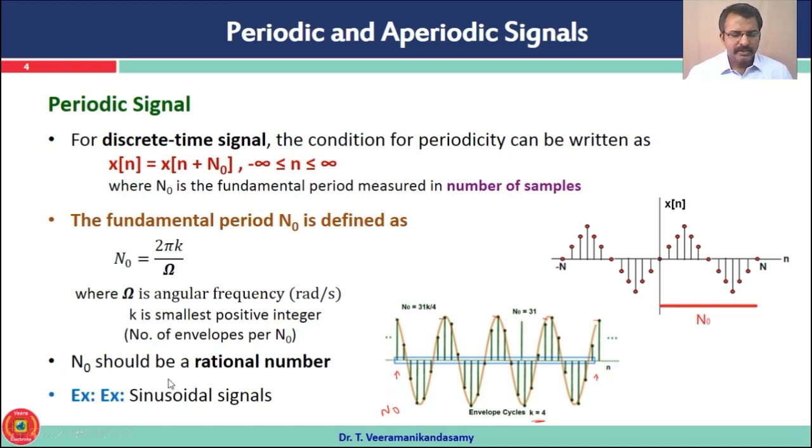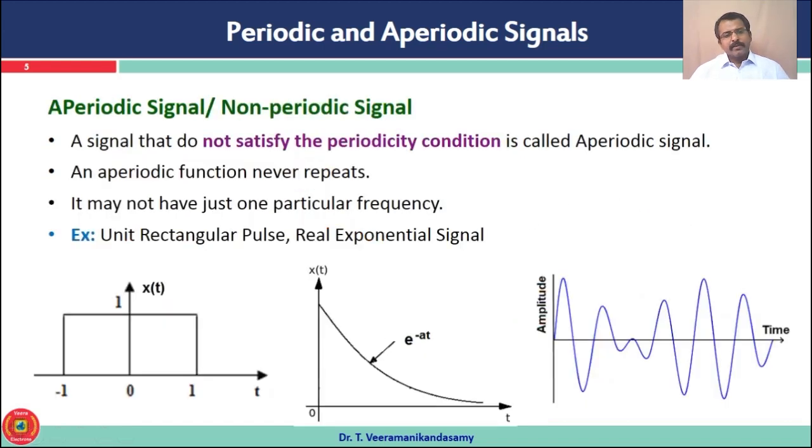The n naught should be a rational number for a periodic signal. So if n naught is a ratio of integers, we have a valid fundamental period. That period repeats over and over in x of n, which means x of n is a periodic signal. Examples are sinusoidal signals. Then aperiodic signals, or non-periodic signals.